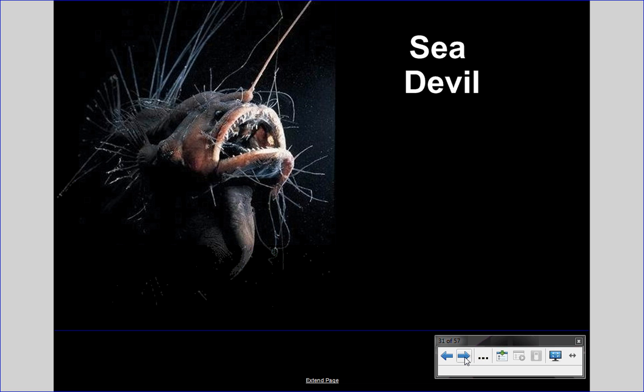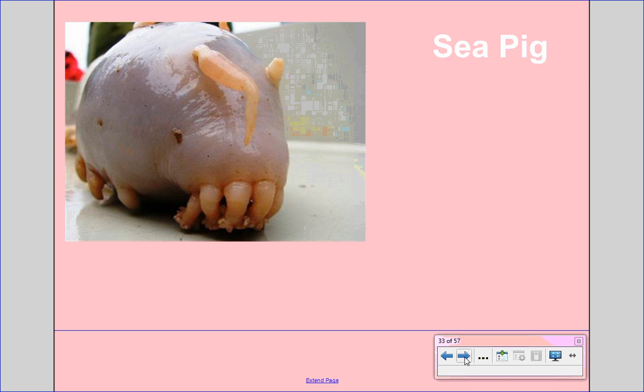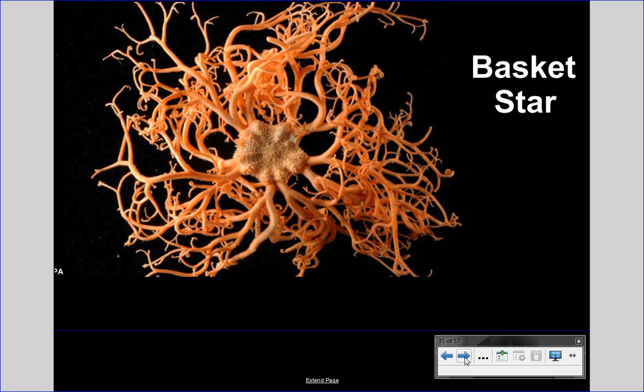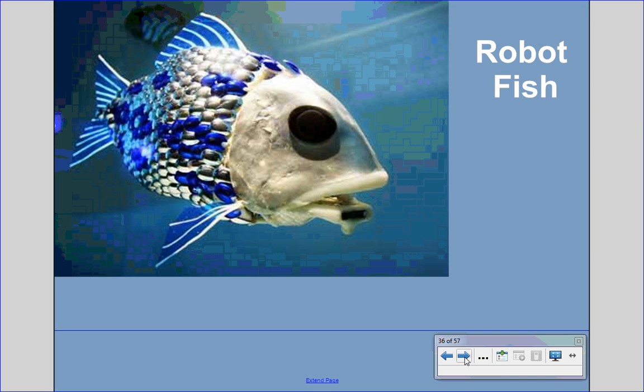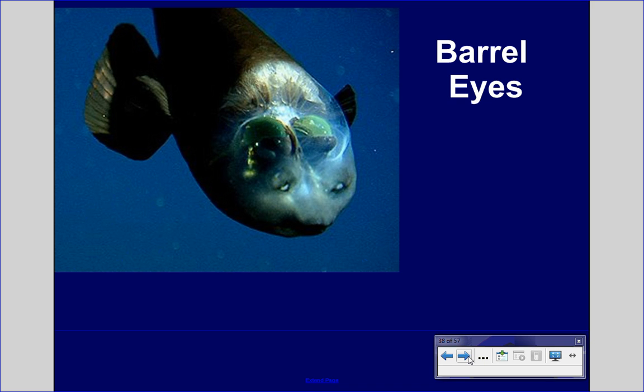The sea devil, the fang fish, the sea pig, the elephant fish mouth, the basket star, the robot fish. The blobfish looks like he just ate something. Barrel eyes.